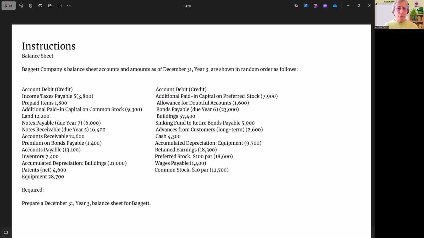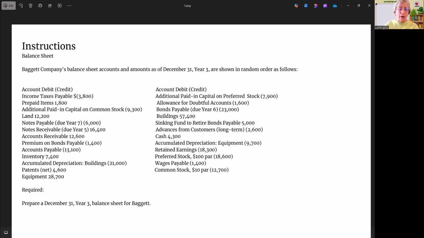They don't have any revenues or expenses in there to trip us up, but sometimes a problem like this might. It might throw in revenues and expenses, and it wants you to understand that those do not go on a balance sheet. So we don't have to worry about those, but let's look at this list. This is in random order. Now what we need to know is what are the account types for the accounts in this list, because that's going to determine where they're going to go on your balance sheet.